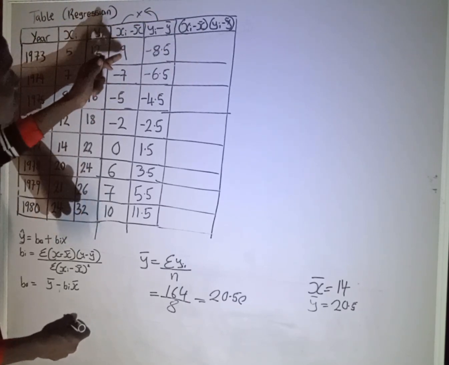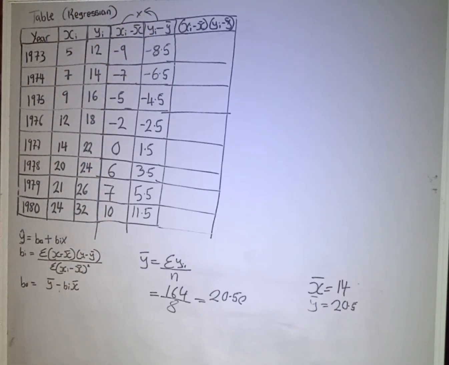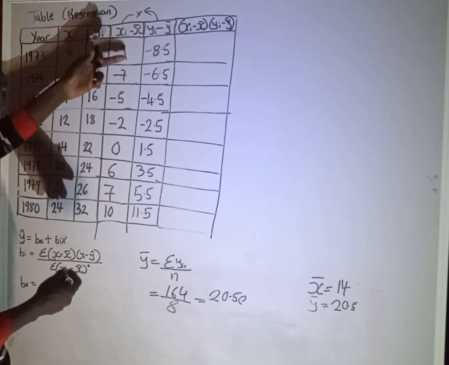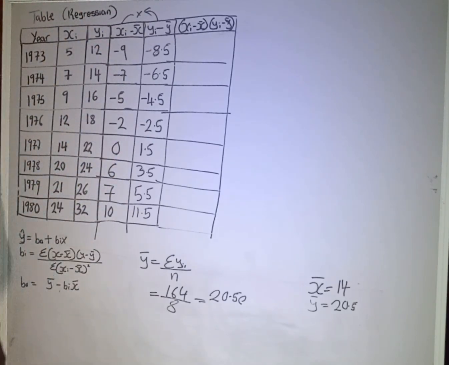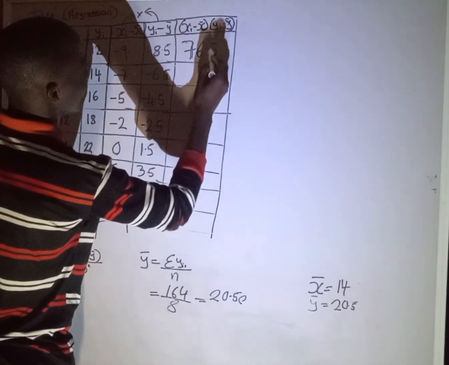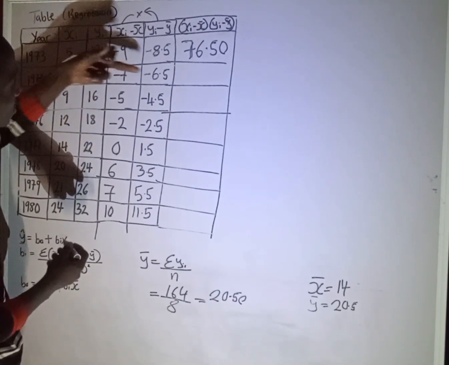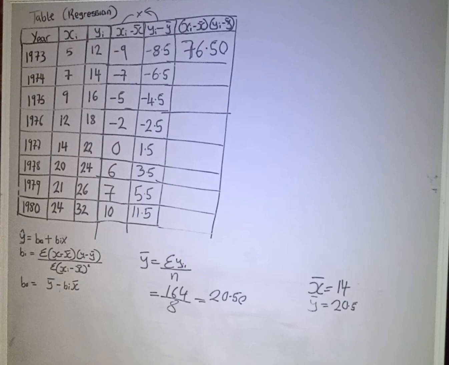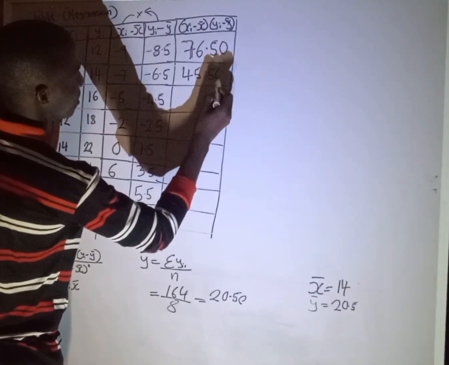The next thing to do, to get this cell, is to take the product of this cell multiplied by this cell. So minus 9 multiplied by minus 8.5. The value is 76.5. Don't forget the subtraction sign. We multiply the subtraction signs and this will become positive. So I'm going to be having 76.50 for this cell. For the next cell, I'm still doing the same. Minus 7 multiplied by minus 6.5 will give me 45.50.